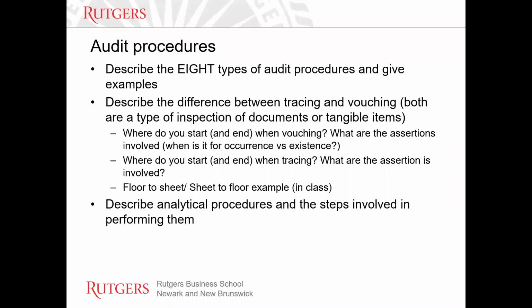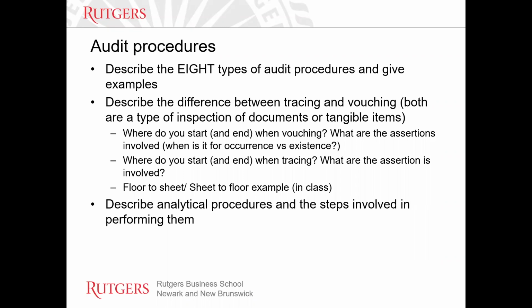What was the next one in the order of your book? Observation, number 3. Very good. So observation means that the auditor is literally observing someone performing a task. They're looking at them, they're watching. So what do you think? Is that a test of details or a substantive test? Or is that a test of controls?